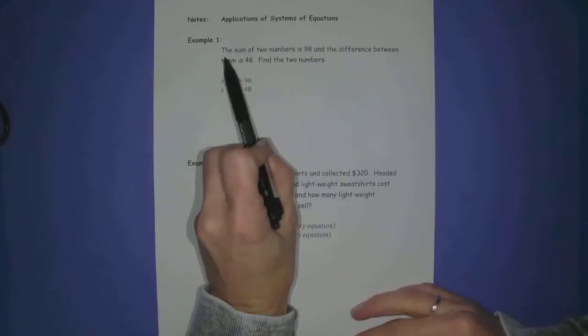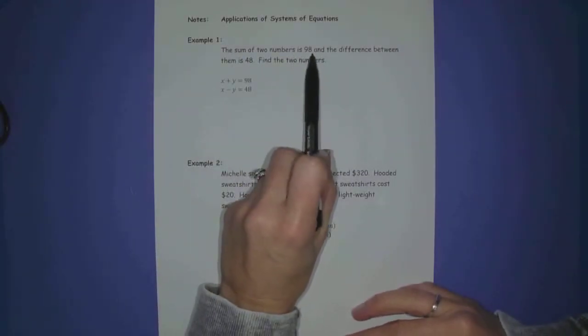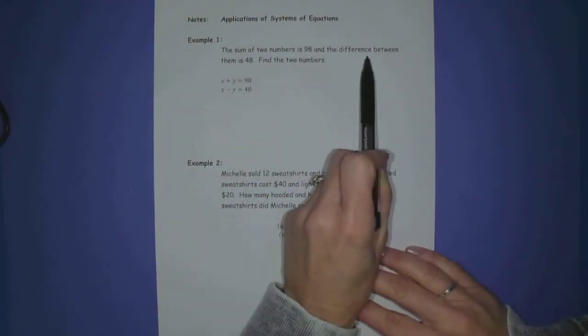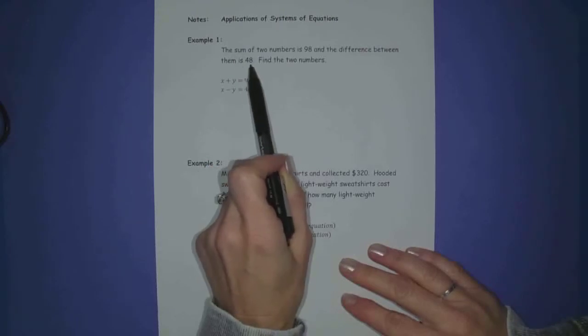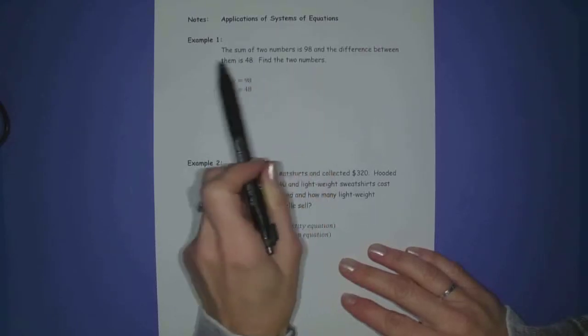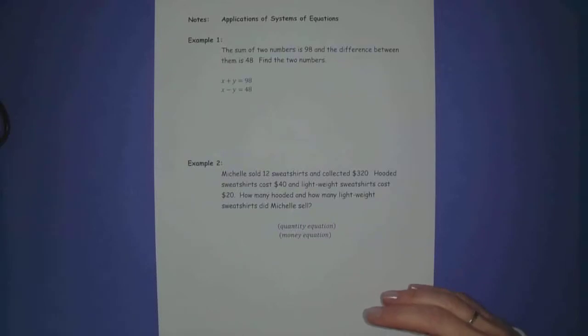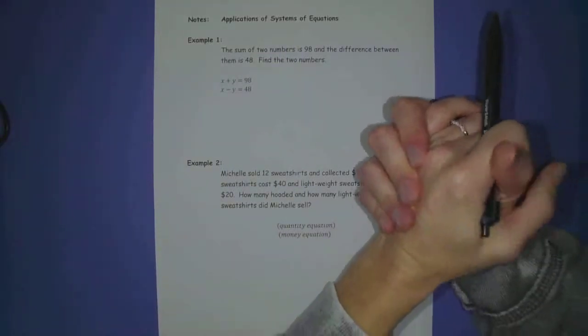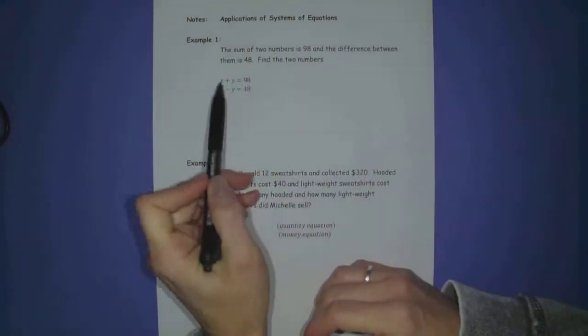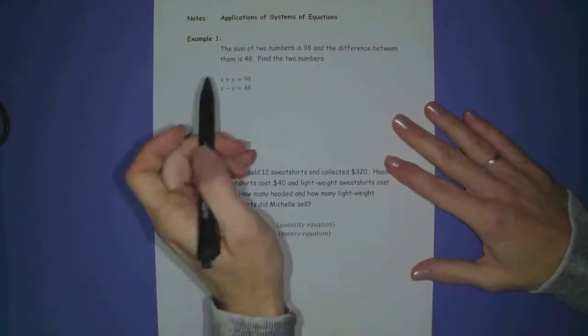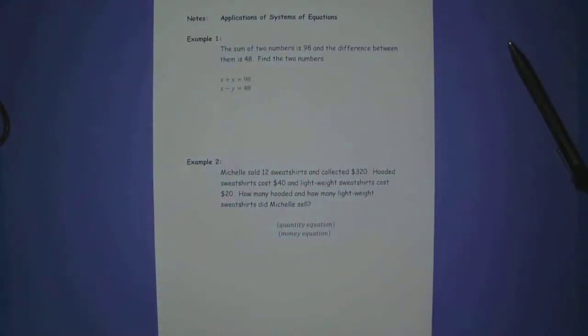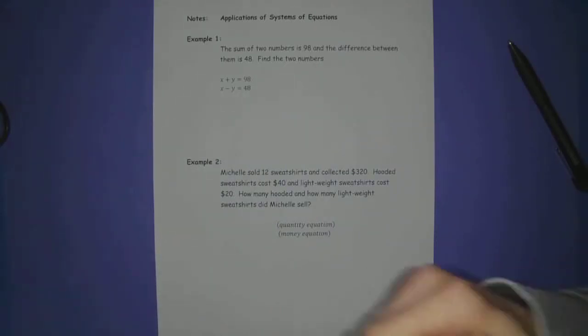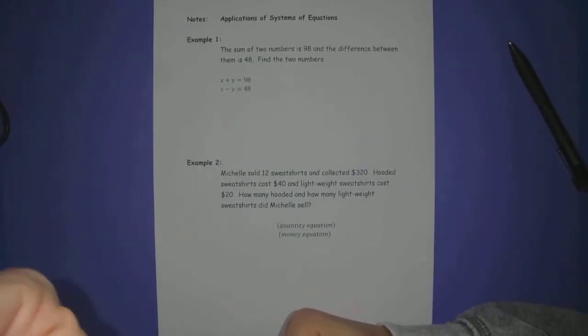It says the sum of 2 numbers is 98, and the difference between them is 48. Find the 2 numbers. And if you look below, I've already written the system of equations for us. So you can see here, most likely what I did, even though I didn't write it, is I defined my variables. Now your variables are what you're looking for.